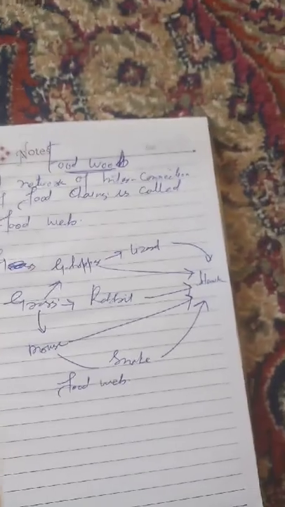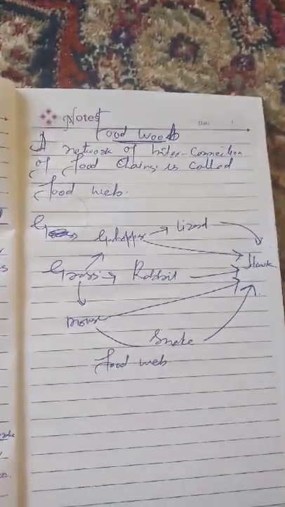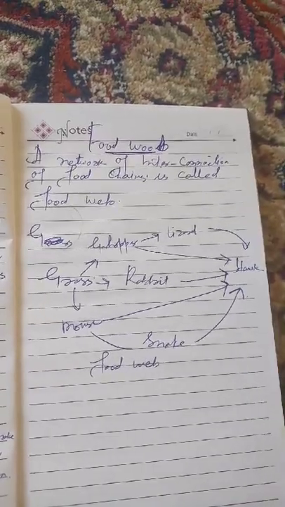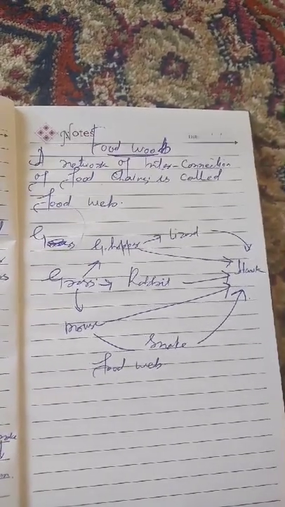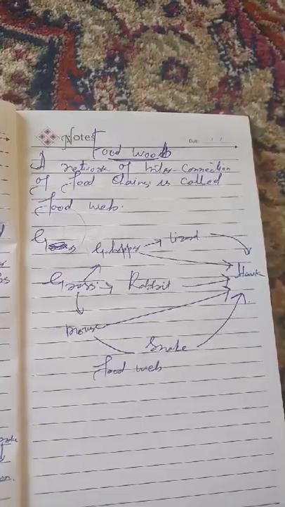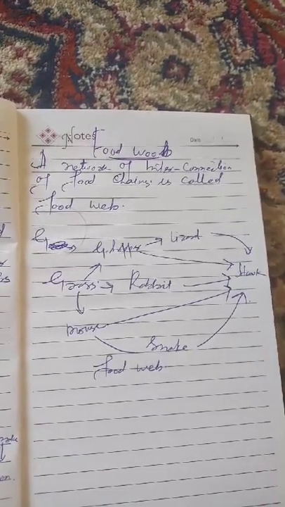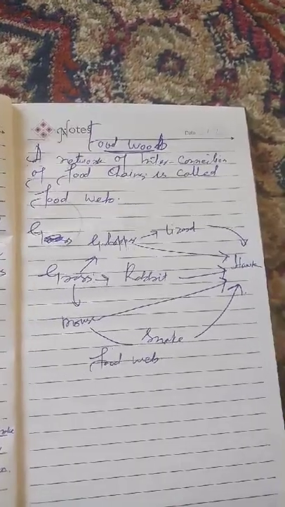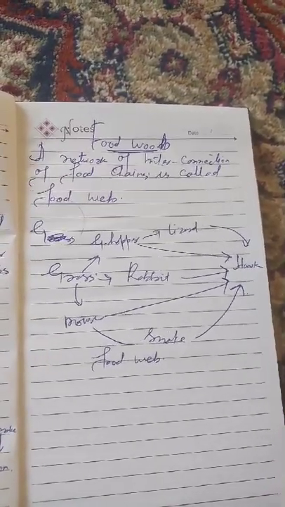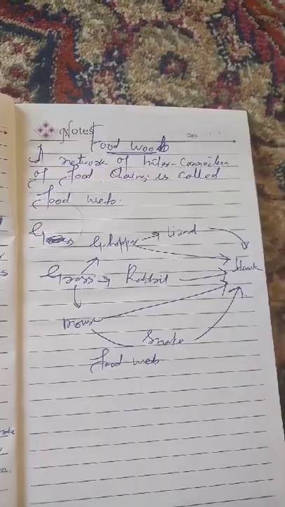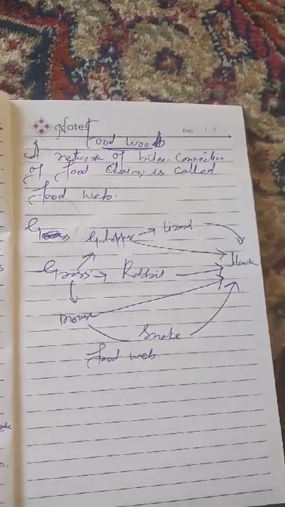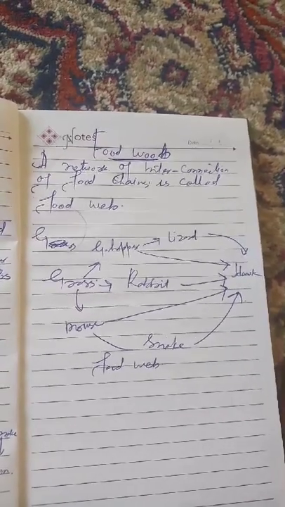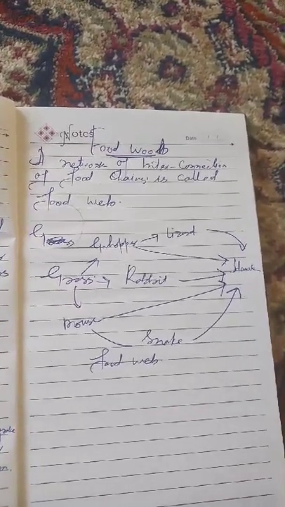And the second is food web. Food web is a network of interconnection of food chains. So it's like a web of different food chains which are connected to each other, forming a web-like structure. For example, if we start from the grass, it can be taken by grasshopper, it can be taken by mouse, it can be taken by rabbit.